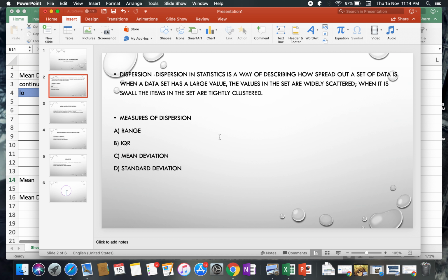In layman's language, you can say dispersion is scatteredness, or the degree to which numerical data tends to spread around an average value. There are various methods to calculate dispersion. These are the important ones: range, interquartile range, mean deviation, which is also called average deviation, and standard deviation. We're going to discuss mean deviation.